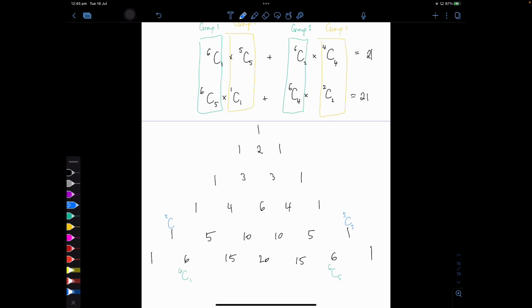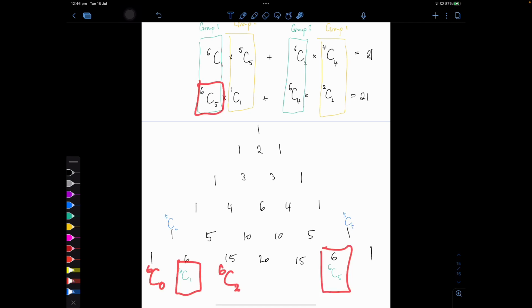How do you get that? Wait, what? How did you get 6 choose 5 on the bottom one? Because it's 0, 1, 2, 3, 4, 5. For this one? No, in the triangle. This is 6 choose 0 here. This is 6 choose 1. This is 6 choose 2. 6 choose 3. 6 choose 4. And that's 6 choose 6.